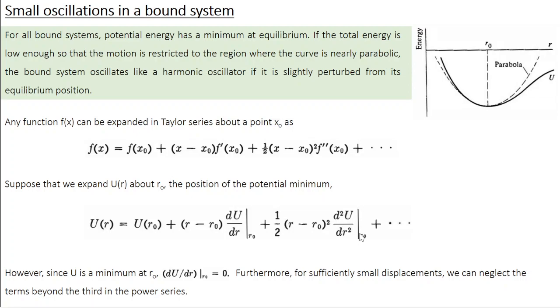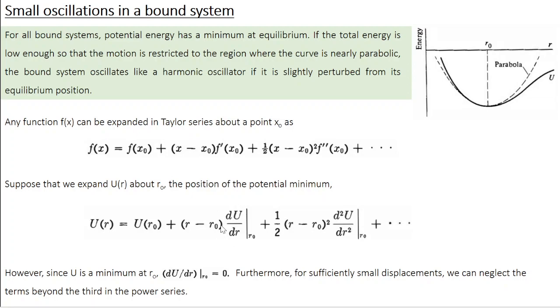We can also do some more simplification, because we know that since this is a bound system, at the equilibrium point, potential energy has a minimum. At the minimum point, the slope is going to be 0. In other words, du by dr at r equal to r naught is going to be 0. So the second term vanishes.